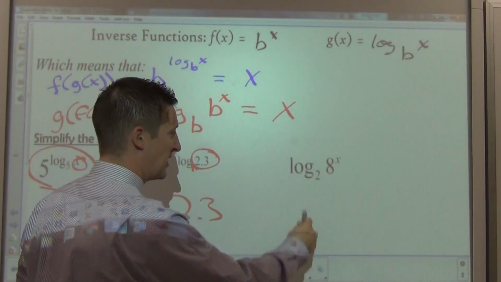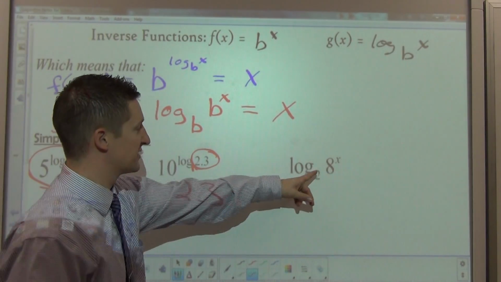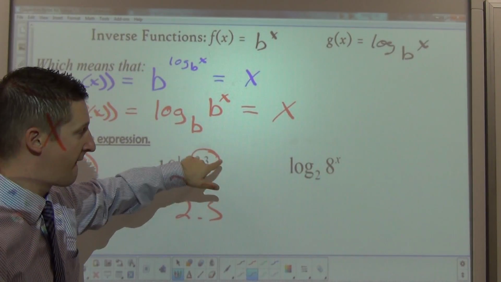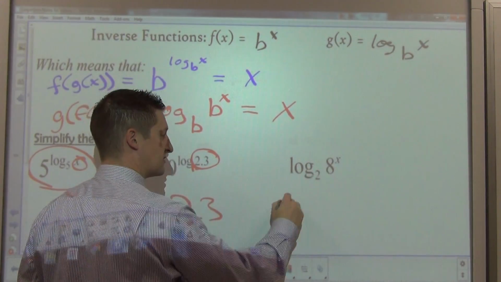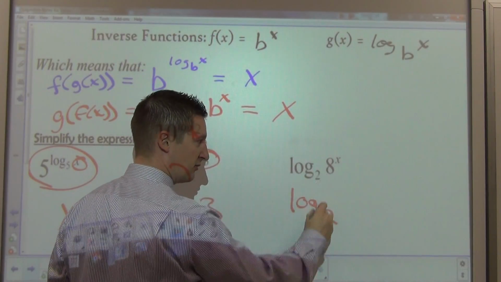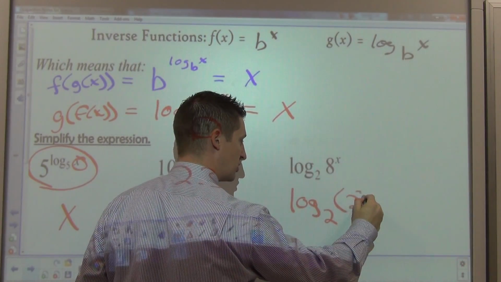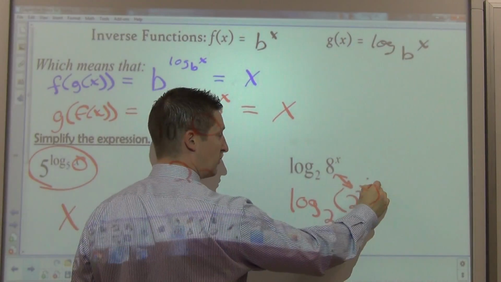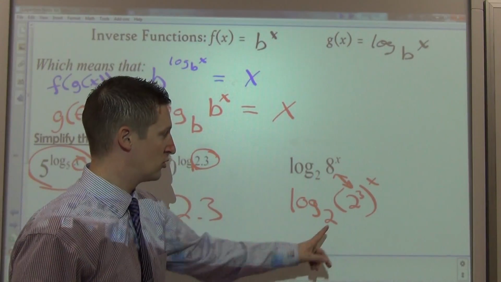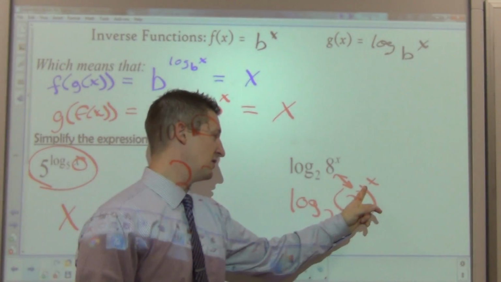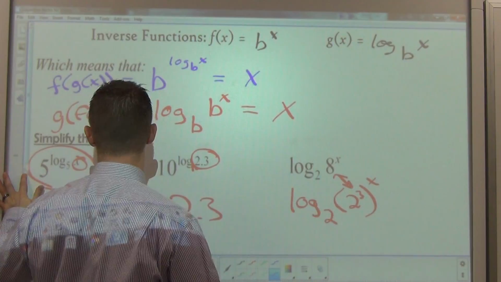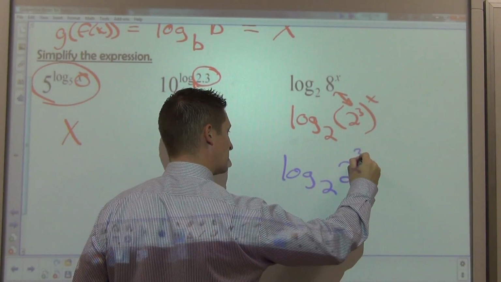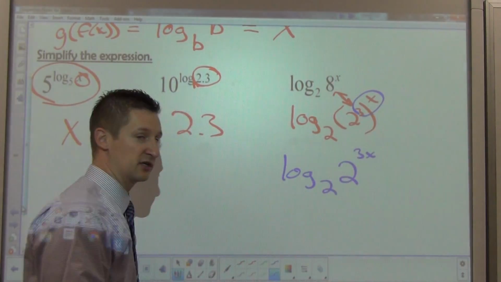The last one, I have the log base 2 of 8 to the x. So you notice, well, this isn't quite the same as it was in the example because here I don't have the same base in both spots. Maybe I can change 8 just a little bit. 8 can be rewritten as 2 cubed. 8 and 2 cubed are the same thing, right? So I take 2 cubed raised to the x power. Well, when I have a power raised to another power, I will multiply the exponents. So I can rewrite that expression as the log base 2 of 2 raised to the 3x power. That's me multiplying those two things together.